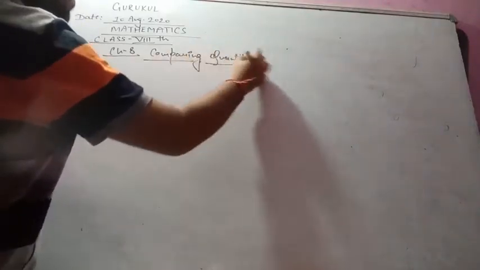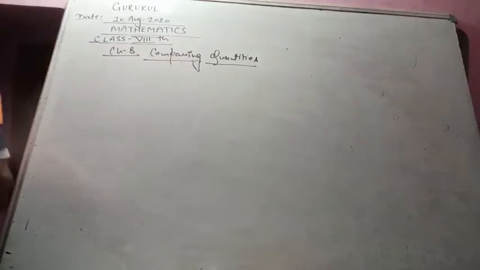So students, I want to make it balanced, meaning the number of chapters we are doing in arithmetic, the number of chapters in geometry, and the number of chapters in algebra. That will be balanced. That's why we are going to start a chapter in arithmetic, that is comparing quantities.